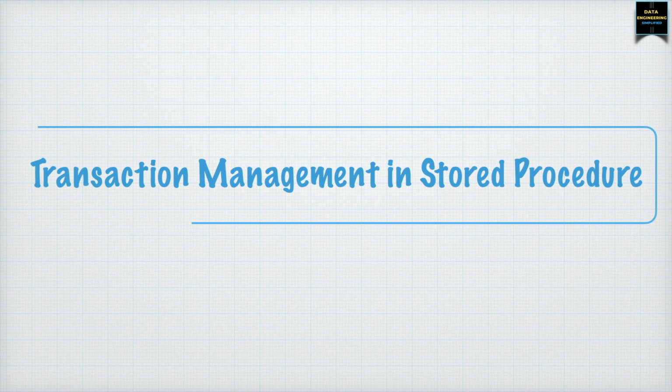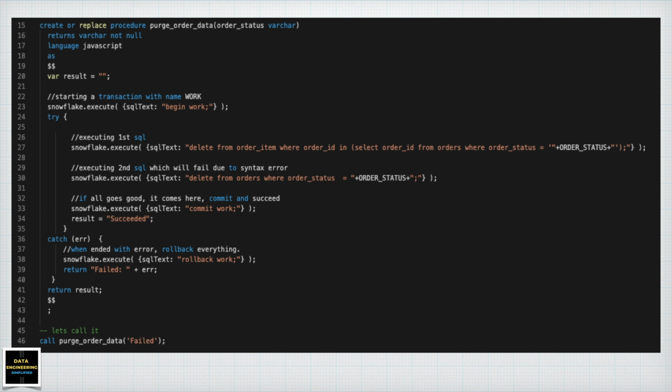Let's understand the transaction management in stored procedure and how to start a transactional block and commit or use a rollback. This stored procedure is deleting records from two tables called order and the order item table. First, it is deleting from the order item table, which is a child table, and then it deletes from the order table, which is the primary table. The delete query at line number 30 has a syntax error to simulate our transaction support in Snowflake.